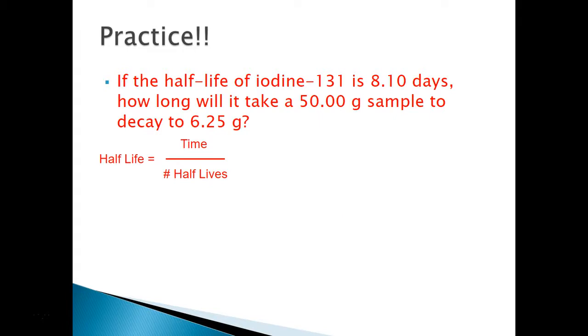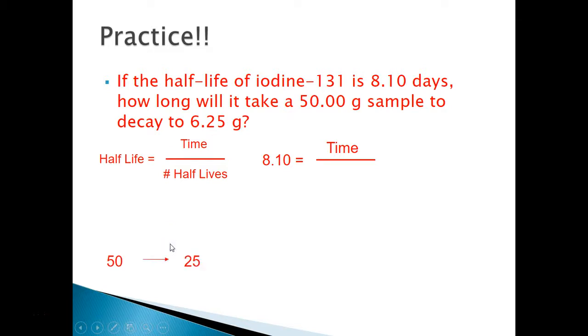All right, so here's our equation. Half-life is time over arrows. Right? So I'm given the half-life in this problem, and I'm asked to find the time duration. If I want to find the time duration, I have to determine how many half-lives it takes to go from 50 to 6.25. So let's find out.